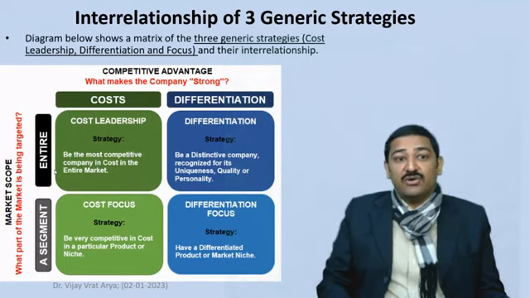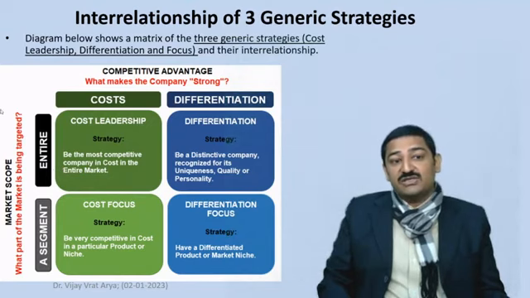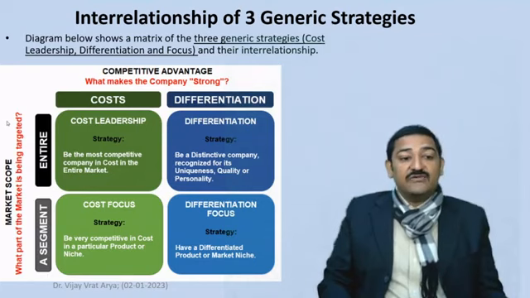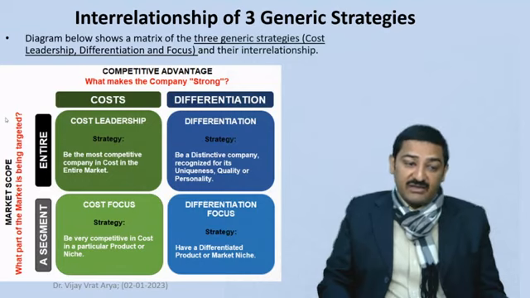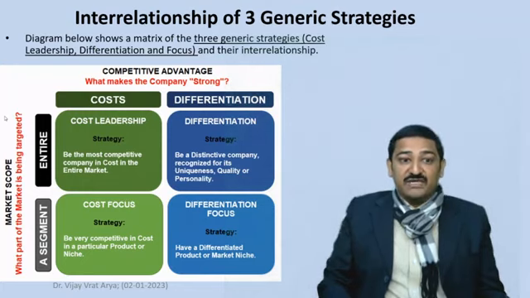the interrelationship of all these three, which is shown here through this visual, where at the top you can see competitive advantage, where the question arises, what makes the company strong, where two major factors are the cost related factor and differentiation related factor. At the same time, at the left side, you can find the market scope, where the question to be addressed is what part of the market is being targeted. Sometimes we call it a segment, where it is further divided into a specific segment or the entire market.